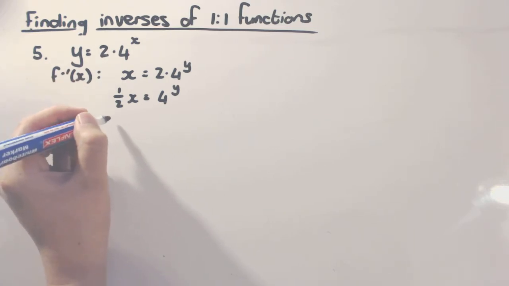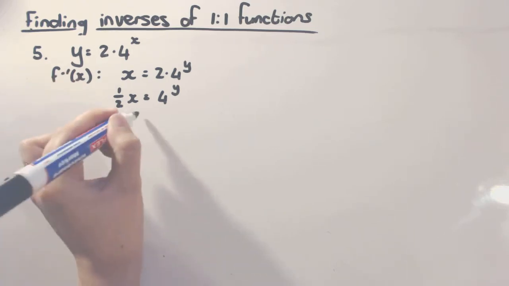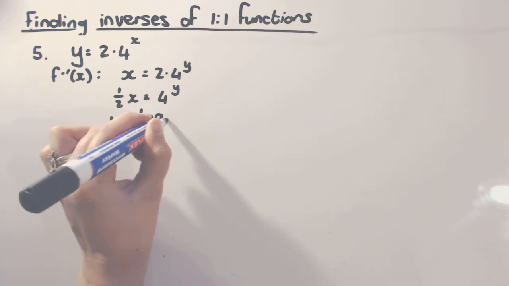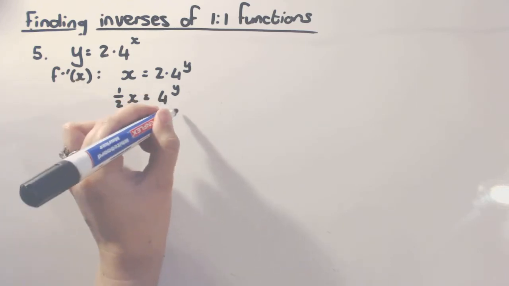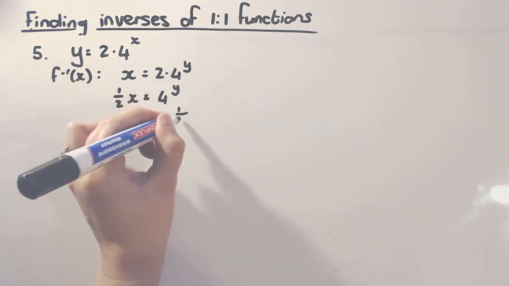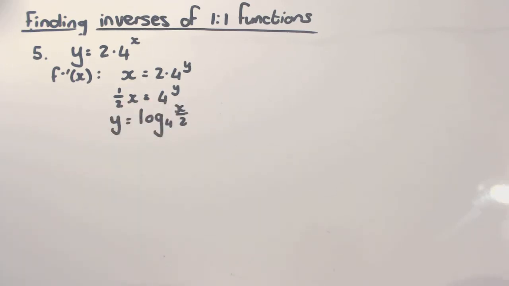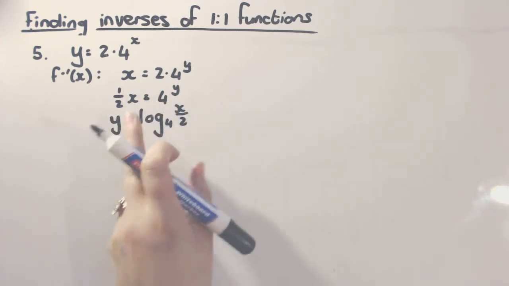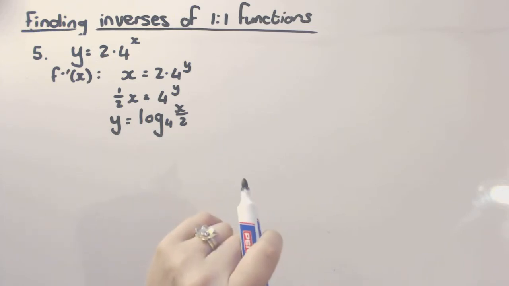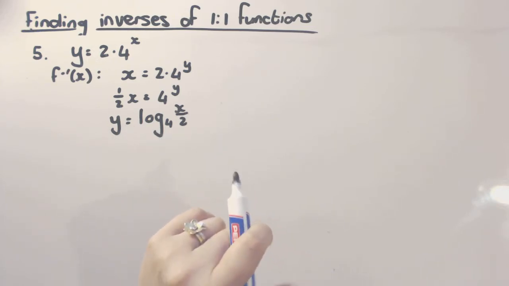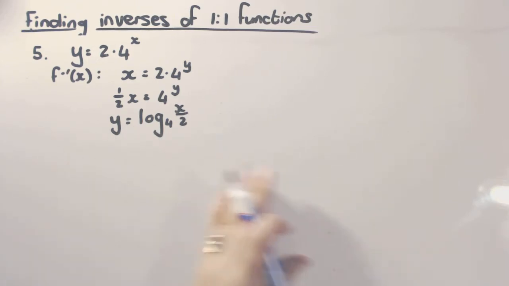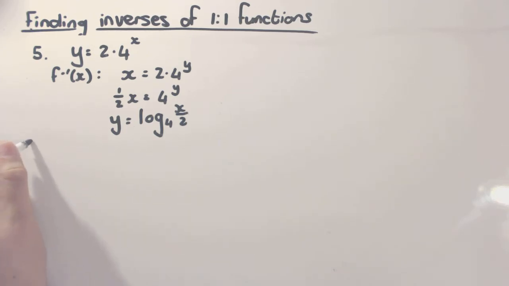And then I've got y is equal to log with a base of 4, and then a half x, or x over 2, like that. And then you can use your log laws to just simplify this a little bit, but you can really just leave it like that also. Okay, so let's look at another example like this.